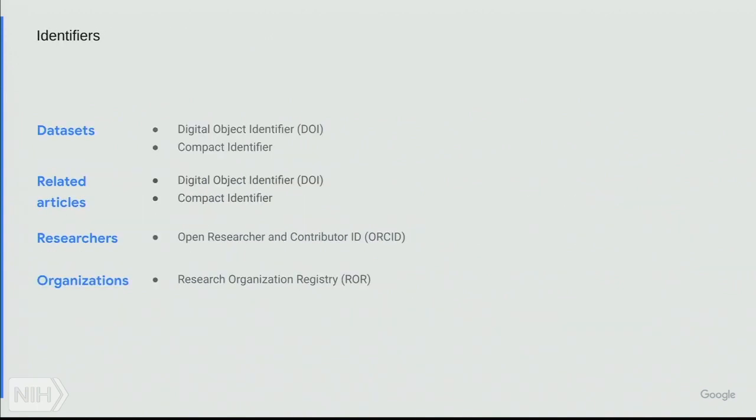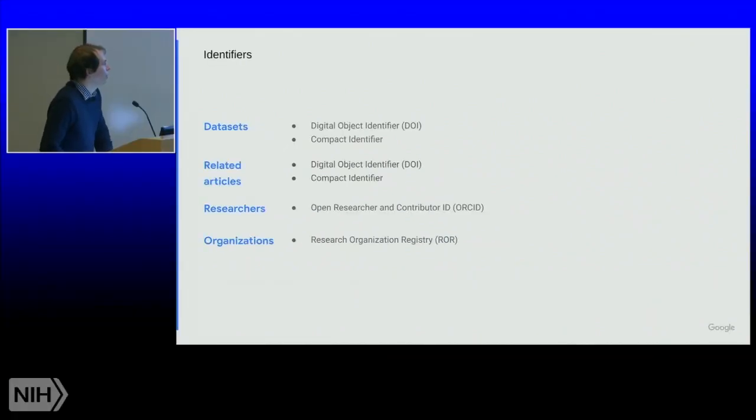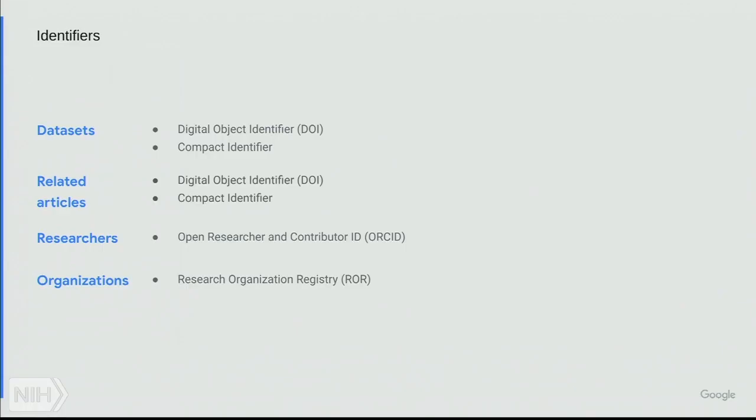In terms of identifiers, we support and encourage people to use commonly adopted identifiers in scholarly publishing, such as digital object identifiers, but also compact identifiers, also known as identifiers.org, which is a slightly easier to adopt scheme, both for datasets and for related articles.